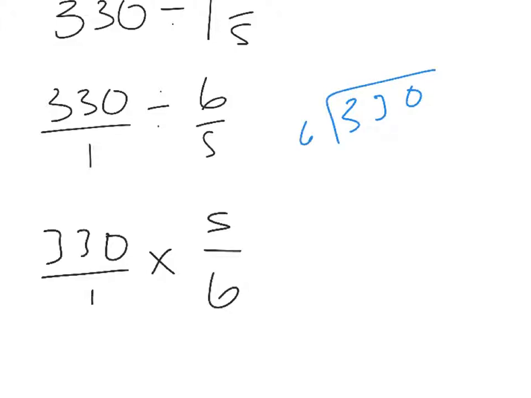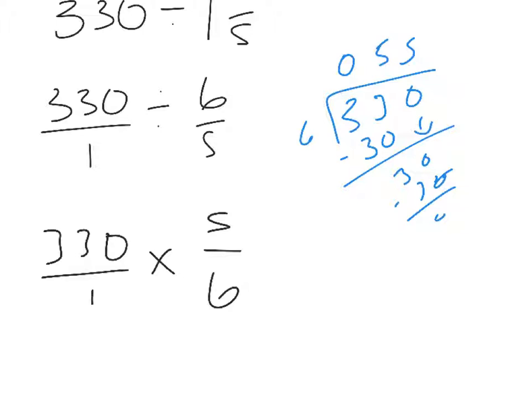330 divided by 6. 6 does not go into 3. 6 does go into 33. It goes in 5 times. Bring down the 0. 6 does go into 30 5 times. We get 0, so we're good to move on here. 55. So if I cross cancel 330 and 6, 6 goes into itself once. 6 goes into 330 55 times.